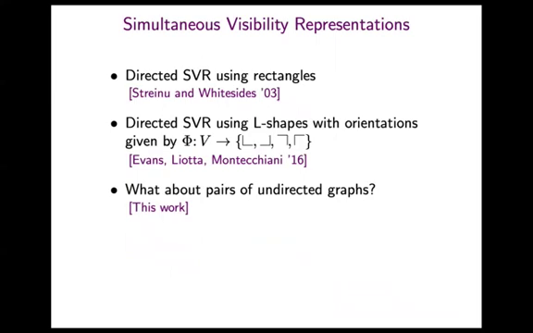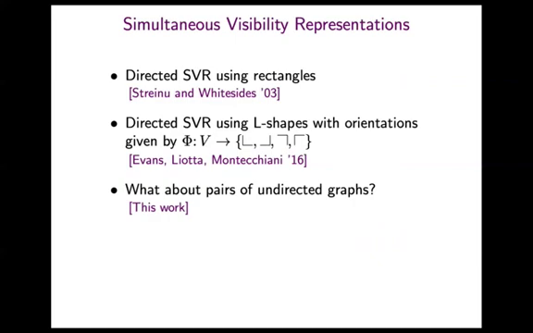Both visibility representations and simultaneous visibility representations have a wide literature in graph drawing. For example, Streinu and Whitesides described a beautiful connection between a pair of directed planar graphs and their planar duals that determine whether they have a simultaneous visibility representation using rectangles. This connection was later extended by Evans, Liotta, and Montecchiani to the case of L shapes, where the orientation of each shape is given by some function phi.